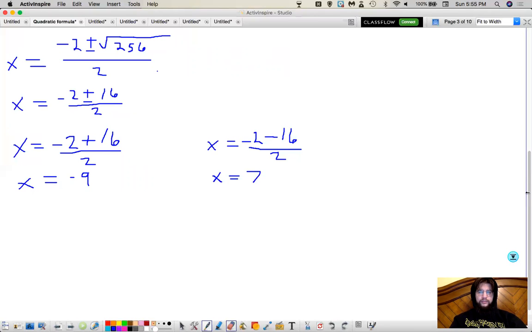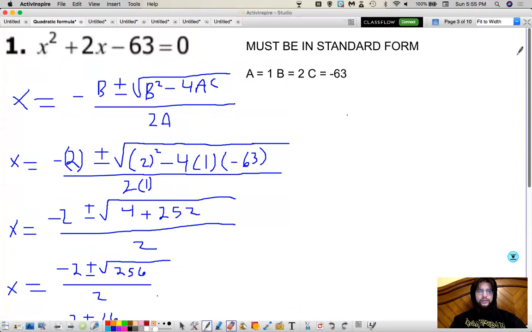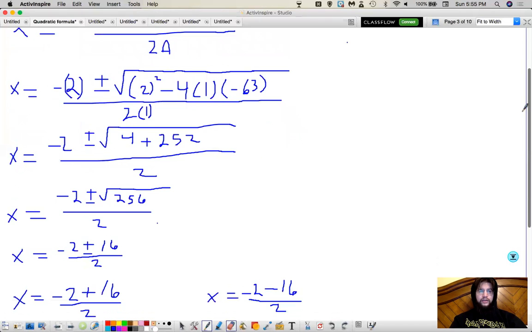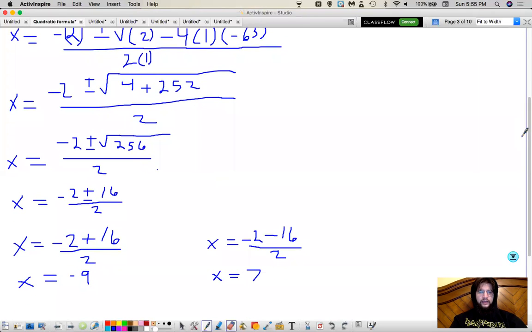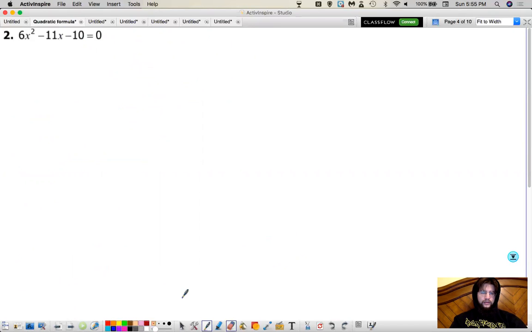But for now, I need you to practice using this formula. I need you to learn this formula, because sometimes you won't just have numbers, so you've got to know how to use it. Okay? So write down your quadratic formula every single time. If you don't, you probably won't remember it when it comes test time.